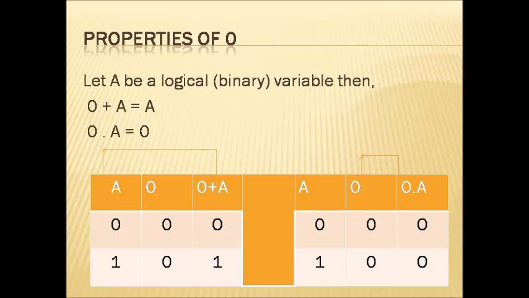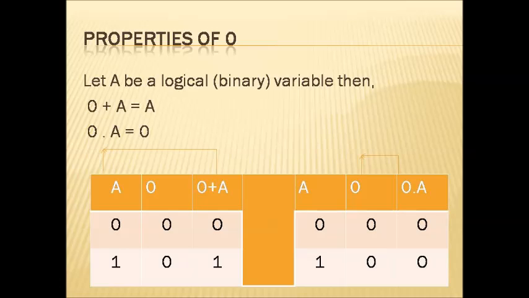According to the properties of zero, let a be a logical or a binary variable, then the OR operation between 0 and a, that is 0 plus a, is equal to a. The logical multiplication 0 dot a is equal to 0. The same we have proved using the truth table method. Please see the truth tables.